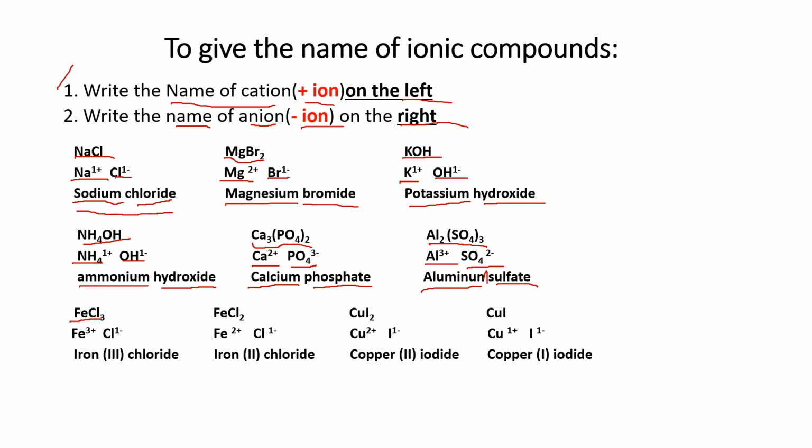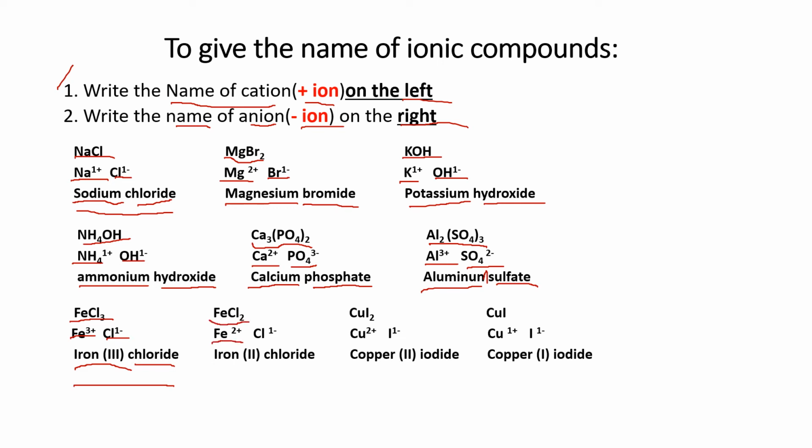Next, we have FeCl3. The cation is Fe3 positive. The anion is Cl1 negative. The name of the cation is iron 3. And the name of the anion is chloride. So, iron 3 chloride.